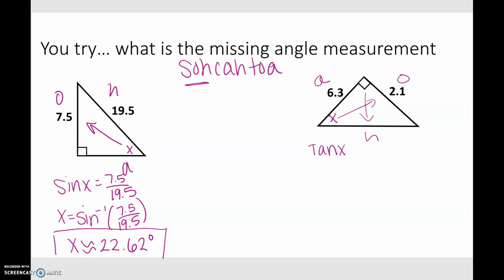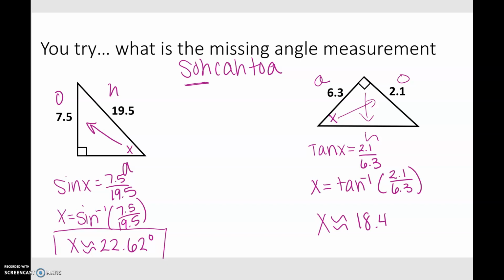So tangent of x equals opposite, 2.1, over 6.3. Then x would equal the tangent inverse of 2.1 divided by 6.3. Putting that in your calculator, you get approximately 18.43 degrees. And that is that one.